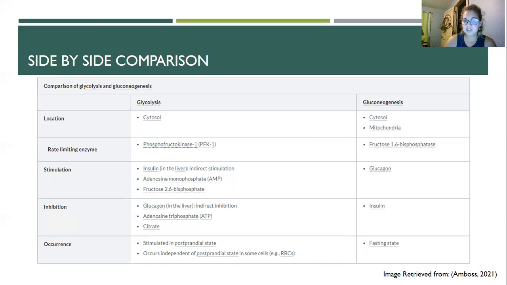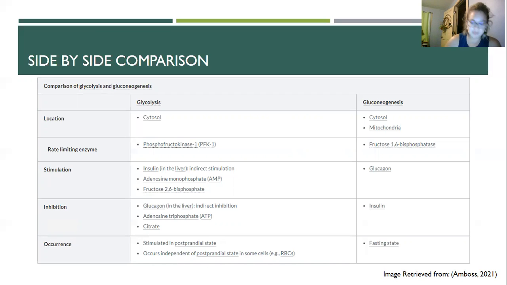And then as well as stimulation: for glycolysis, the stimulation is insulin, and for gluconeogenesis, it's going to be glucagon. And then flipped when we're looking at the inhibition, so it's going to be completely flipped. Now it's going to be glucagon for glycolysis, and then insulin for gluconeogenesis. When it is occurring, glycolysis happens in postprandial states, and gluconeogenesis happens in fasting states.